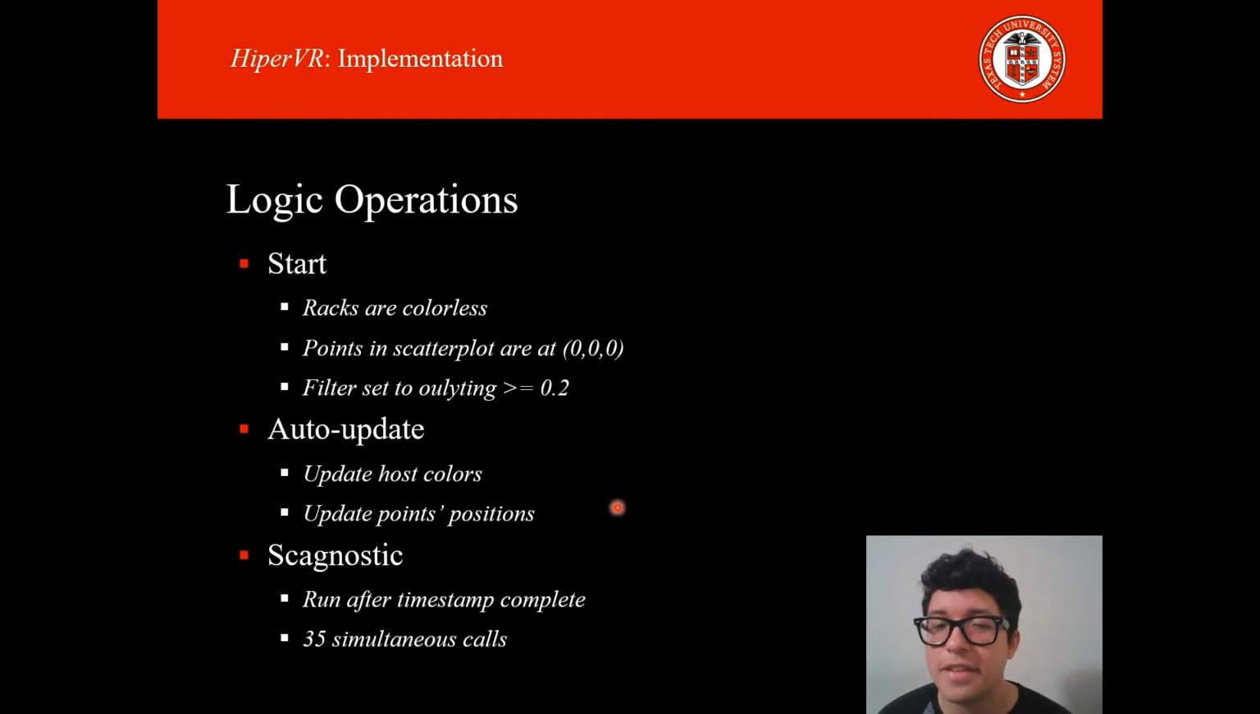And lastly, the scagnostics. All of those metrics come from a scagnostics library, and this is run after each timestamp's information is loaded. And it does 35 simultaneous calls. So this system utilizes a little bit of parallelism with promises. All these 35 scagnostics calls, each one of them is very heavy, especially because of the data that is being computed. So doing 35 is quite heavy, and all of those are being computed at the same time, in parallel.